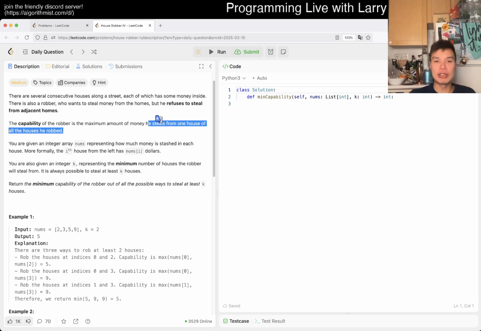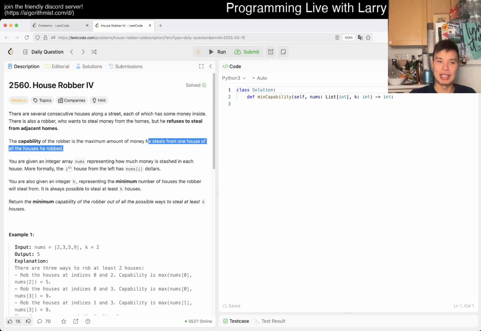There is an additional wrinkle, if you will, which is adjacent homes. And for that, you can do greedy. That would be my first intuition. But intuition for greedy is not always enough. But there is an easy-ish, at least to me, proof, right? The proof is just kind of more of a state thing, right?